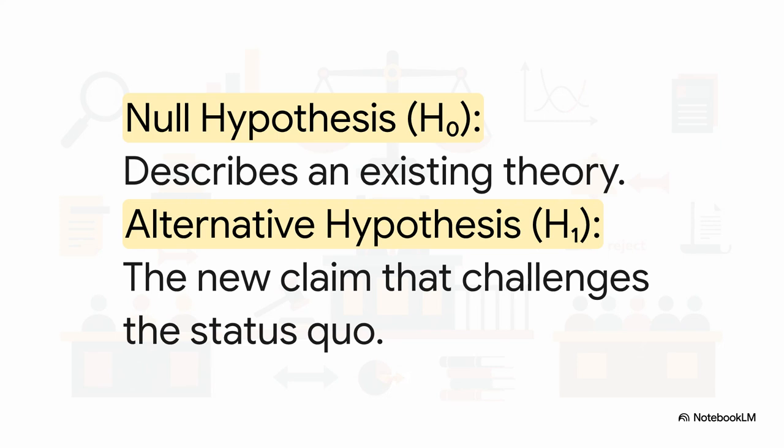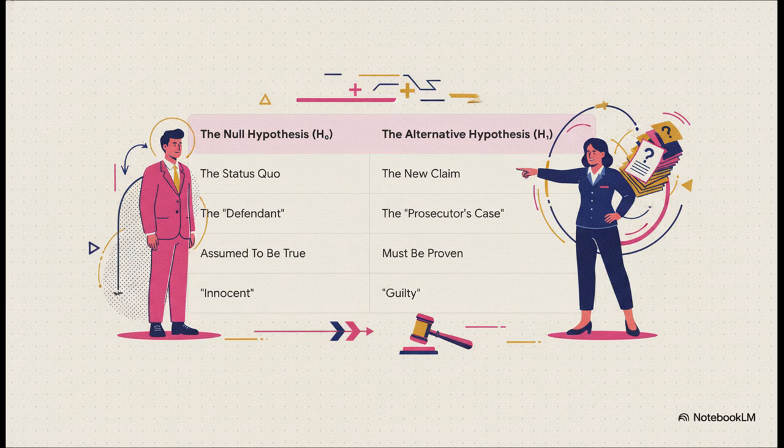It's the existing theory, the world as we know it. Then on the other side, you've got the alternative hypothesis, or H1. This is the new kid on the block, the prosecutor's big case, arguing that, hey, maybe the status quo was wrong. And this slide just lays it all out perfectly. The null hypothesis is the innocent defendant, the one that's assumed to be true from the get-go. The alternative hypothesis, that's the prosecutor. It's the new claim and, this is important, it carries the burden of proof. It has to come in with some seriously convincing evidence to win the day.